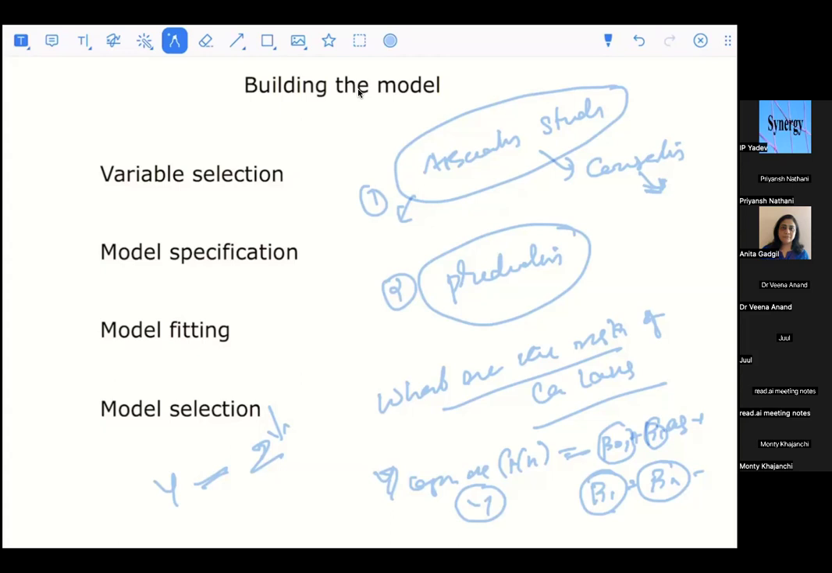Is smoking associated with carcinoma? The first question was, what are the risk factors of carcinoma? Now the research question is, is smoking associated with carcinoma? There could be another question. Is smoking a causative factor for carcinoma?